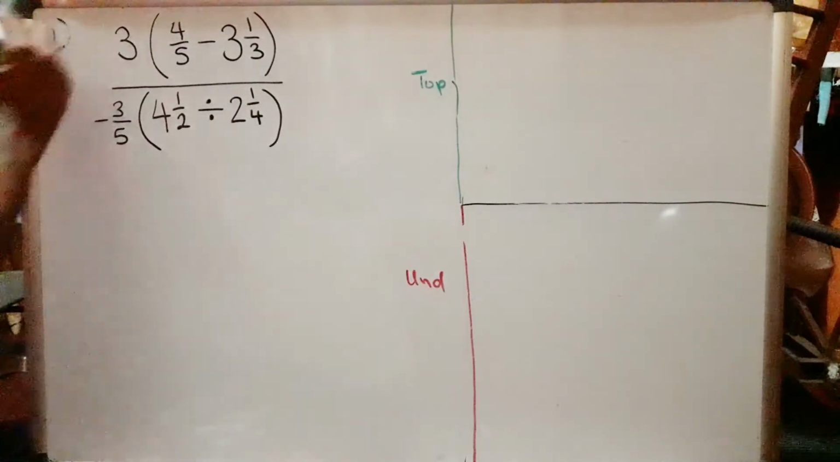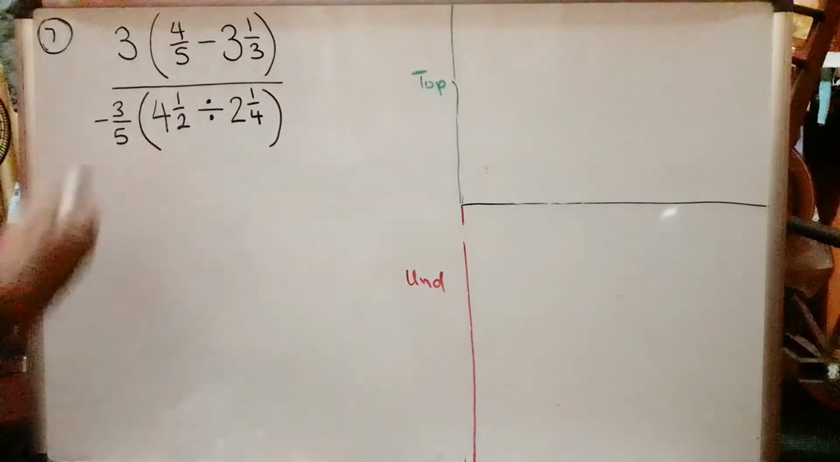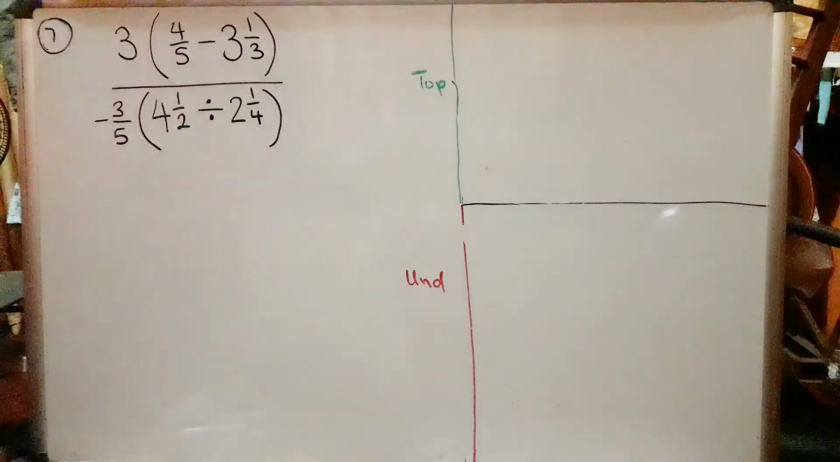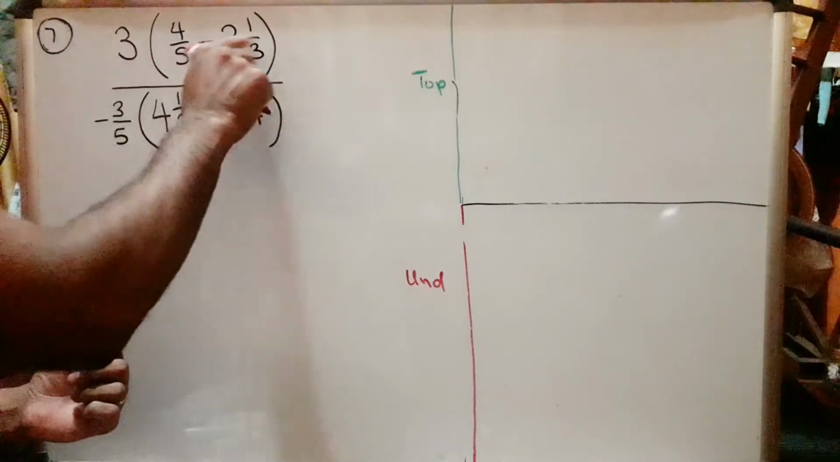Okay. All right. So once again, we have a top and we have an underneath. So guess what? We're going to deal with the top first. I'll put it over here. Then I'm going to deal with the underneath and put it over there. So I don't like mixed fractions. So we have a mixed fraction here. Let's change this up one time.